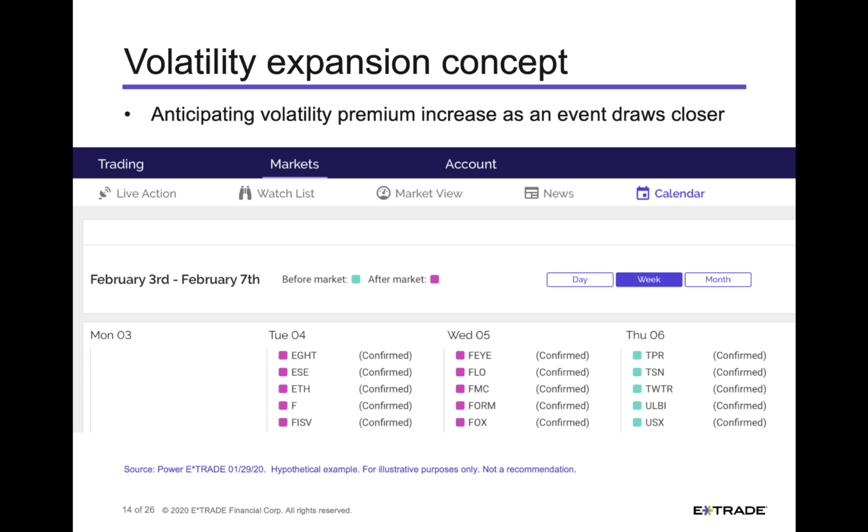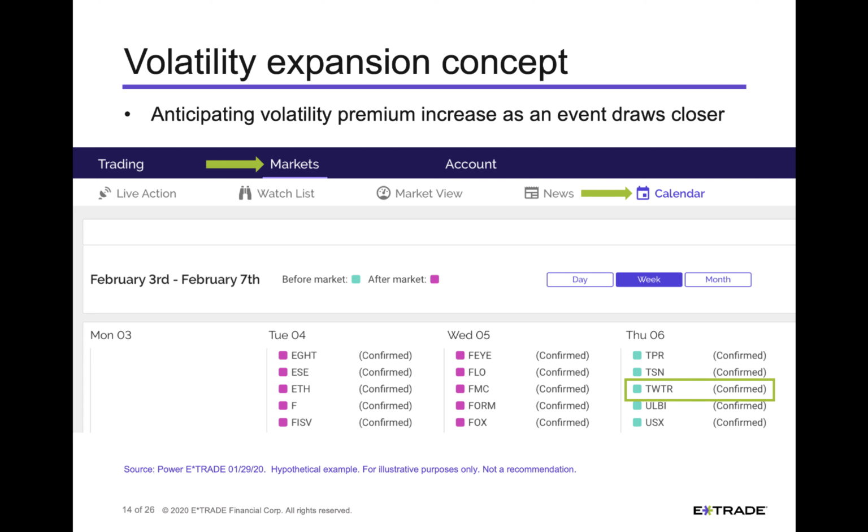They begin to take positions by buying calls and buying puts. So if we were to go into Power E-Trade, go into markets, and then go to calendar, we can look at the earnings announcement calendar, and I can look for stocks that I think are going to react in a bigger way to an event like earnings when it comes to implied volatility.